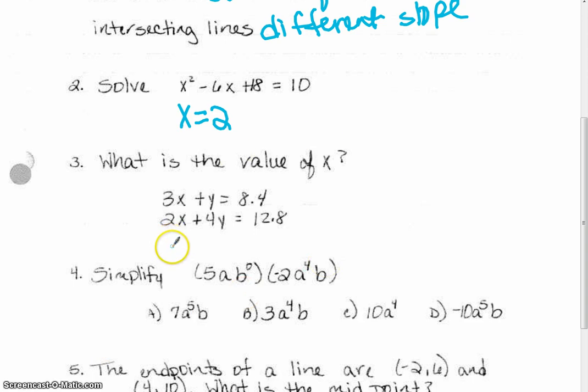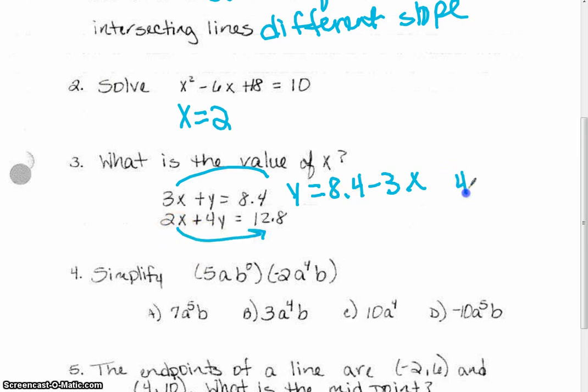Going to number 3, what is the value of x? And they gave you two equations. When they give you two equations, you've got to get y by itself so that you can use your calculator. So you're going to start by moving the 3x. And so for the first one, y is equal to 8.4 minus 3x. For the second one, you're also going to move the x, so you're going to move the 2x, and you end up with 4y is equal to 12.8 minus 2x. Now, it has to be divided by 2, so what you need to do is take each part of this and divide it by 2.